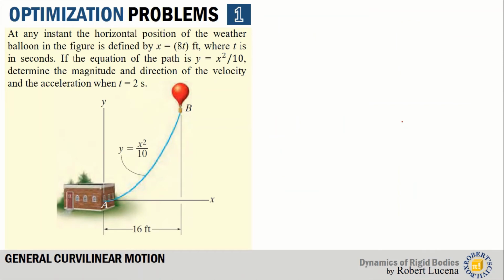Now let's have an optimization problem. So we have here, at any instant, the horizontal position of the weather balloon in the figure is defined by x equals 8t, where t is in seconds. If the equation of the path is y equals x squared divided by 10, determine the magnitude and direction of the velocity and the acceleration when t equals 2 seconds.